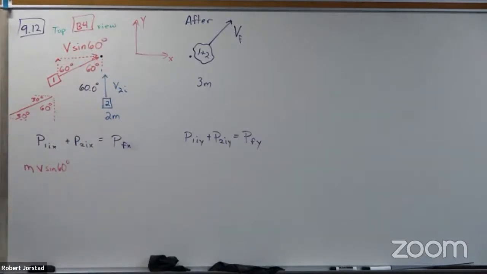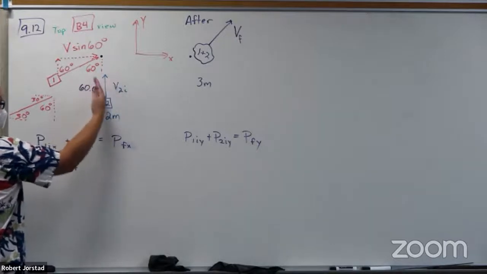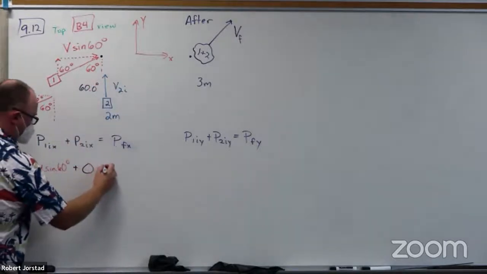All right, how about P2 initial in the X? 0. Okay. How do you know it's 0? Because it's moving in one direction. Yeah, there's no X component. There's no left or right to that. So that's a trick that sometimes we've got to look for.